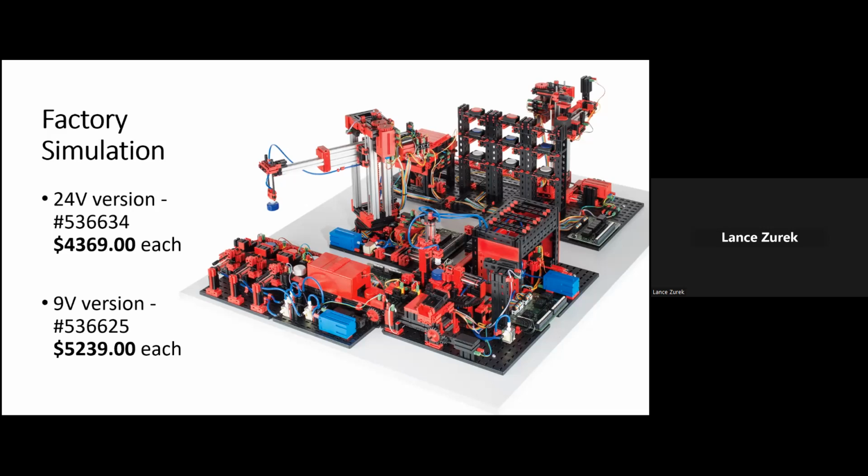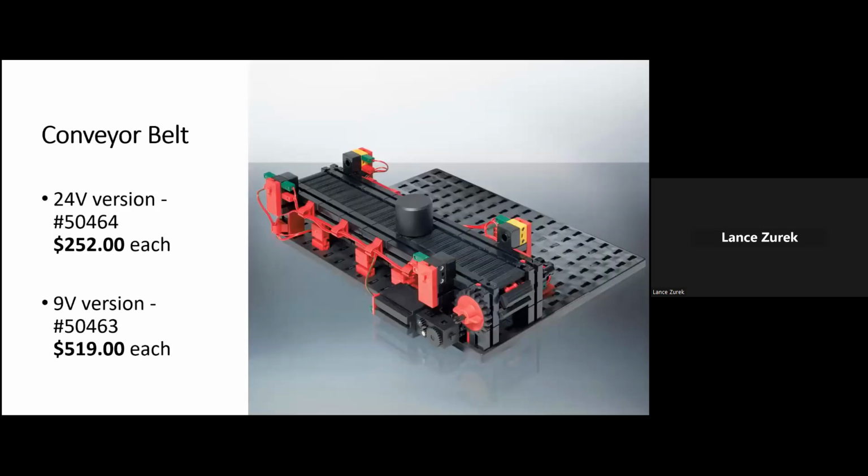$5,239 per unit. Of course, the 24-volt versions that we've discussed up until now, you need to provide the PLCs, the programming, the wiring, any other hardware. Next up, conveyor belts. 24-volt version is $252 each.